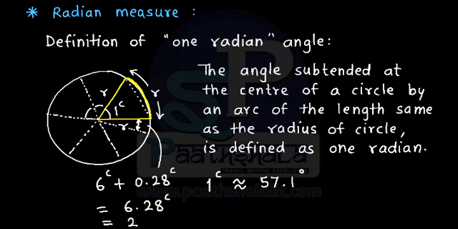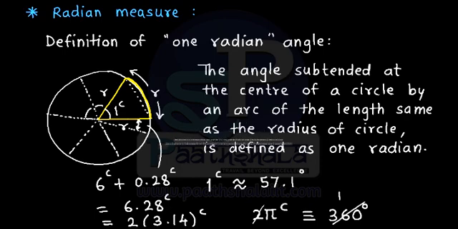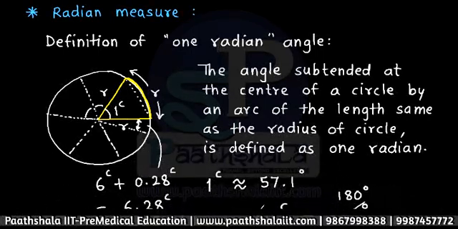If you observe, this can be written as 2 into 3.14 radians, and clearly 3.14 is an approximation of pi, so we have basically 2 pi radians which are equivalent to one full circle. That means it corresponds to 360 degrees. So by cancelling the factor of 2, we have 180 degrees which are equivalent to pi radians. So that is a relation between radians and degrees.